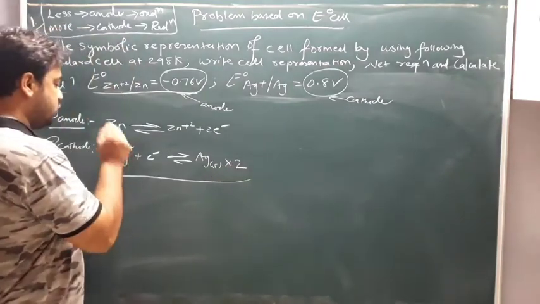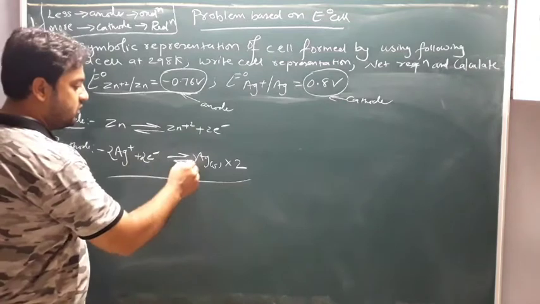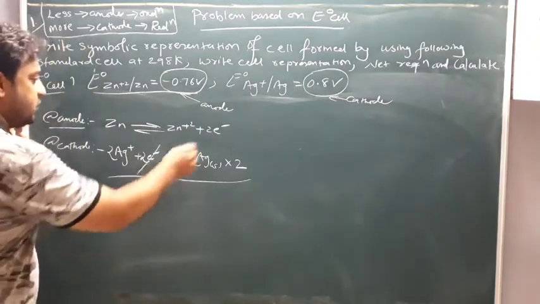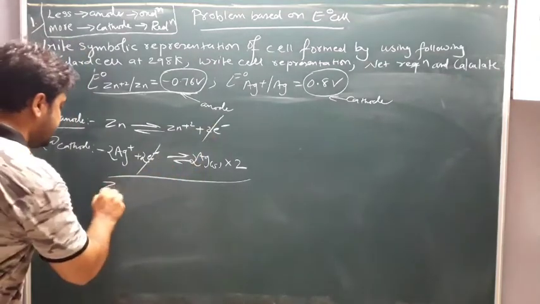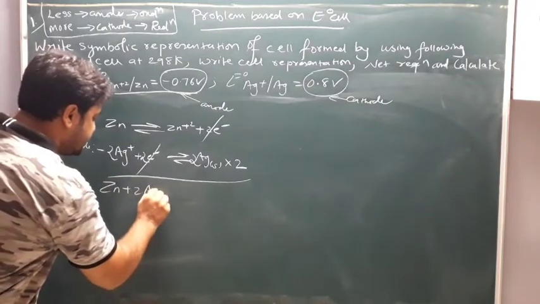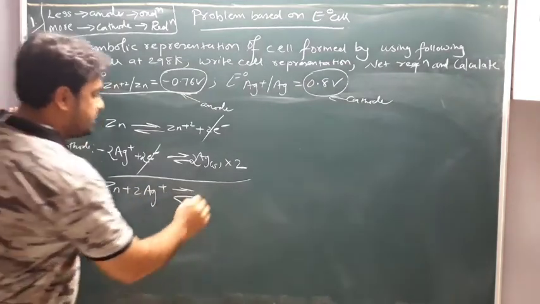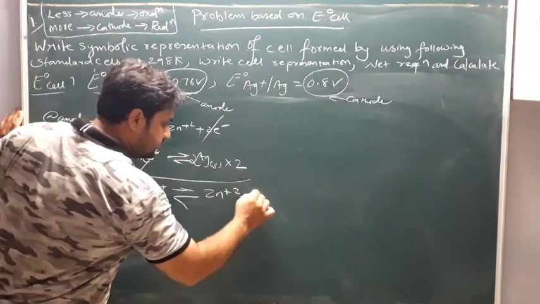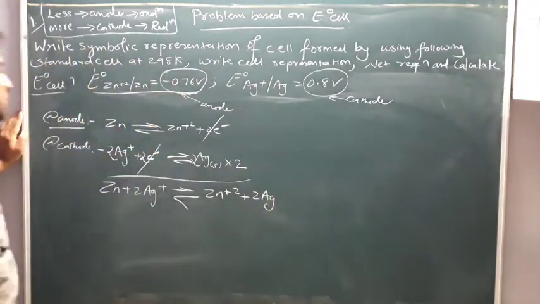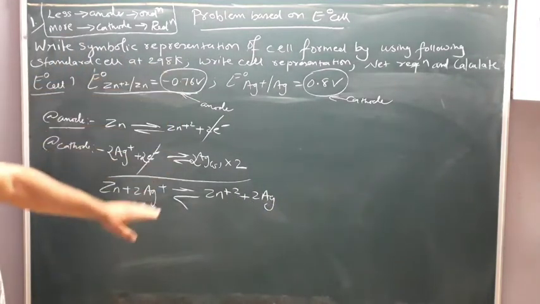So what will I get here? 2Ag+ plus 2 electrons gives 2Ag. These two electrons get cancelled and the answer will be Zn plus 2Ag+ gives Zn2+ plus 2Ag. Okay, so I have written the net cell reaction.